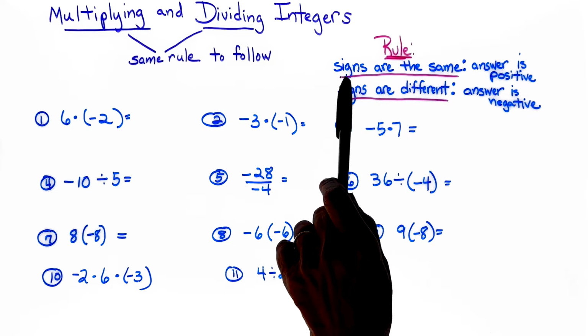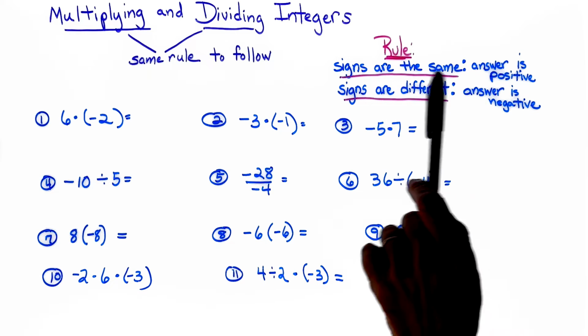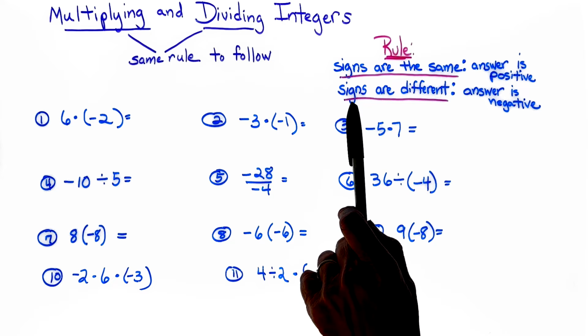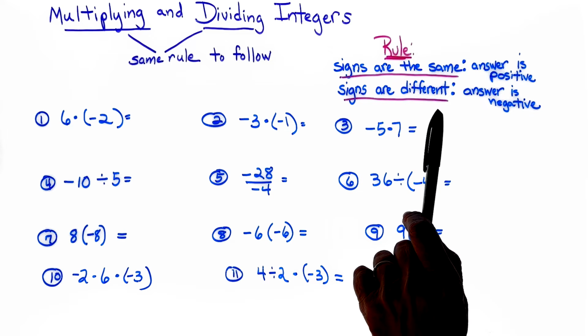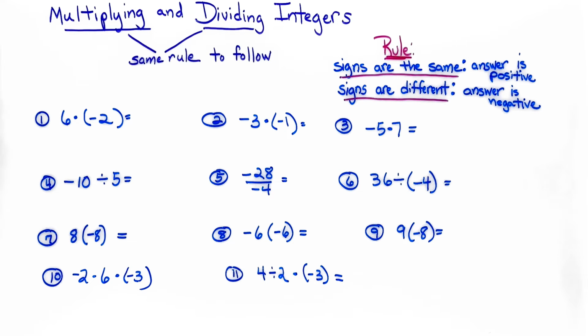Here we have the signs. If they're the same, the answer is positive. If the signs are different, our answer is negative. So let's look at a few problems.